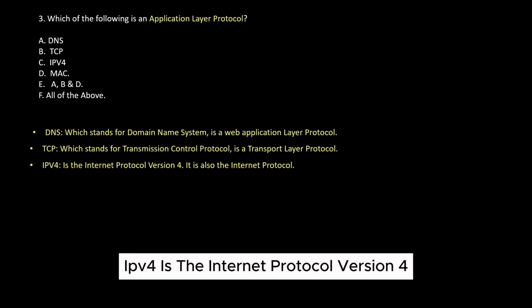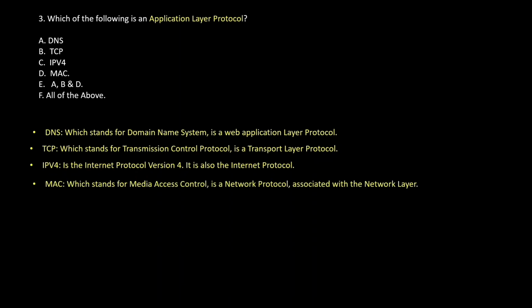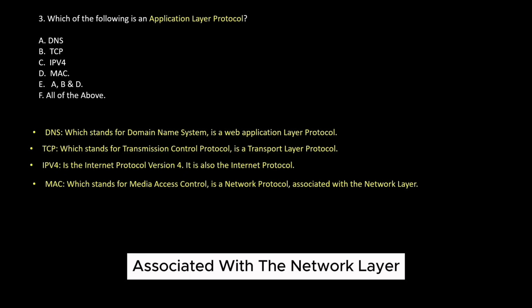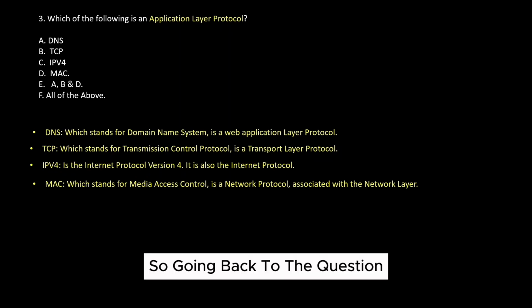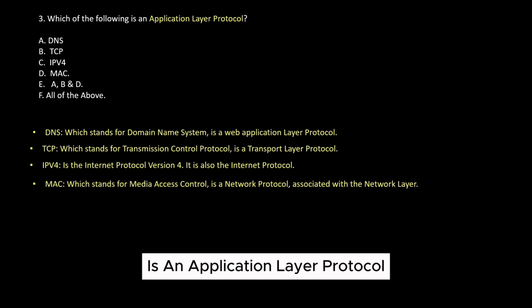IPv4 is the Internet Protocol version 4. It is also the Internet Protocol. MAC, which stands for Media Access Control, is a network protocol associated with the network layer. So going back to the question, which of the following is an application layer protocol?